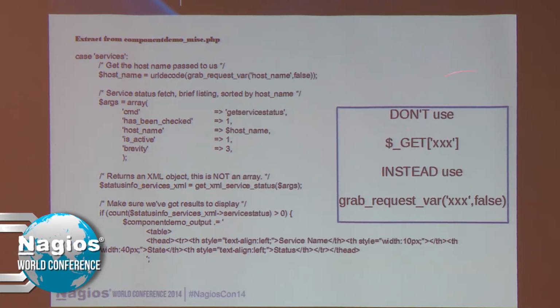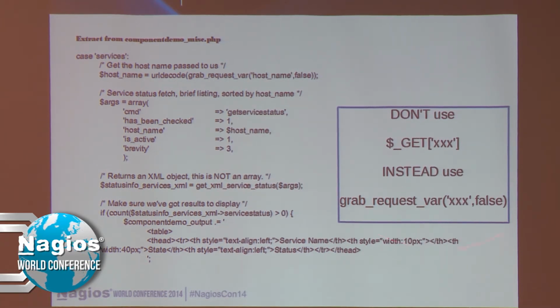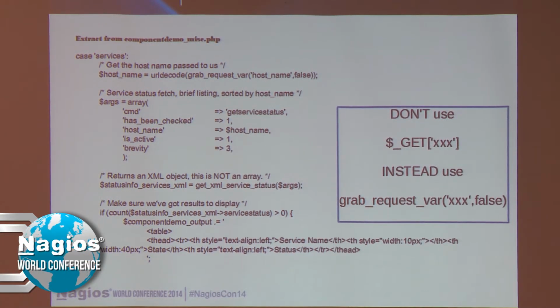What I'm talking about over here is don't use get. So back in one of my really early examples, we had the, let me think about this for a second. This is the standard way you get and post objects in HTML. But in XI, it's got this function called grab request var, which sanitizes data and checks the security and makes sure that you don't do nasty things.